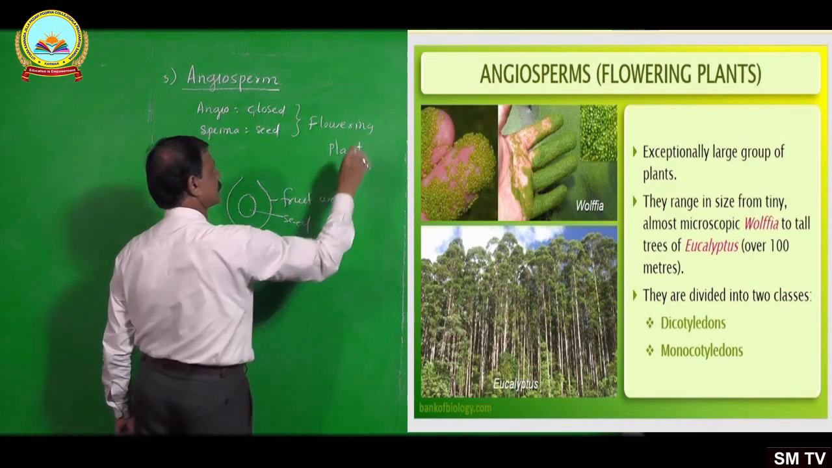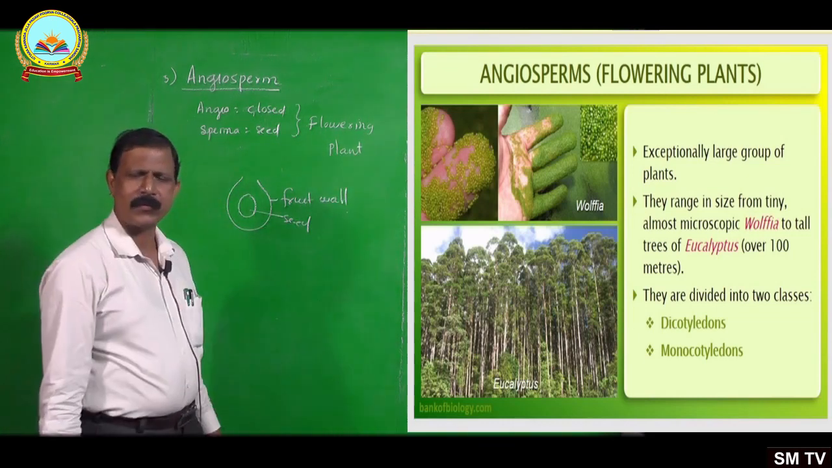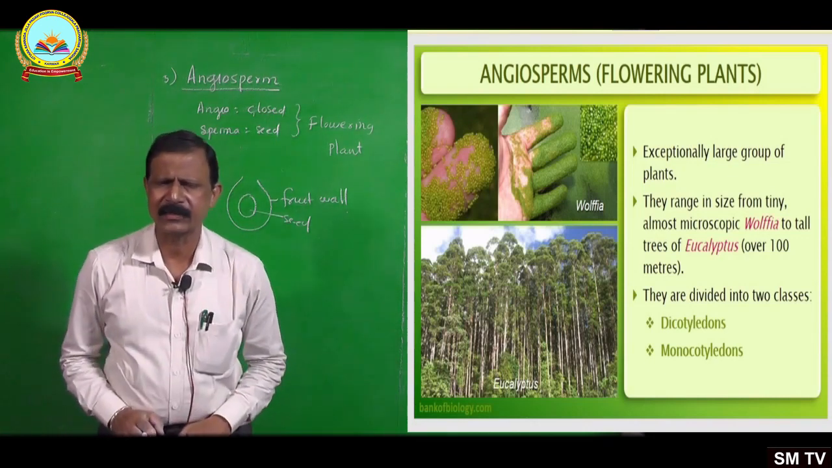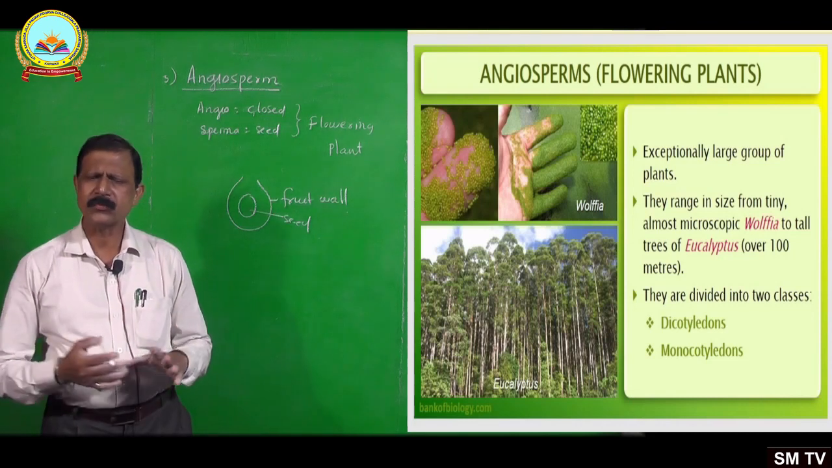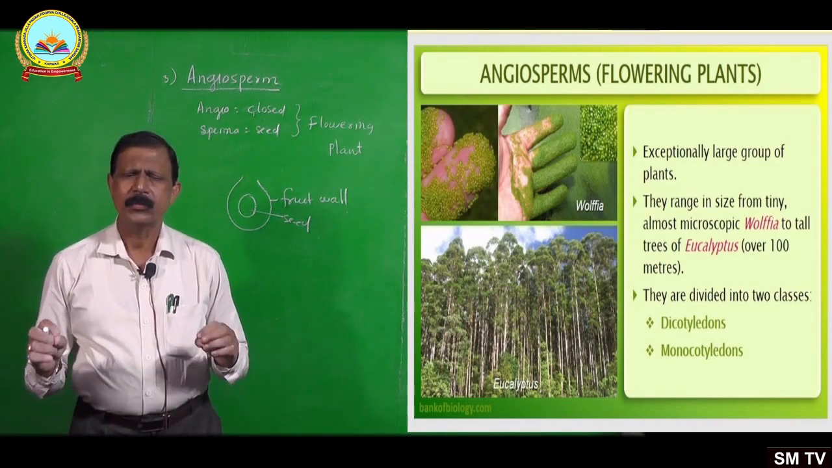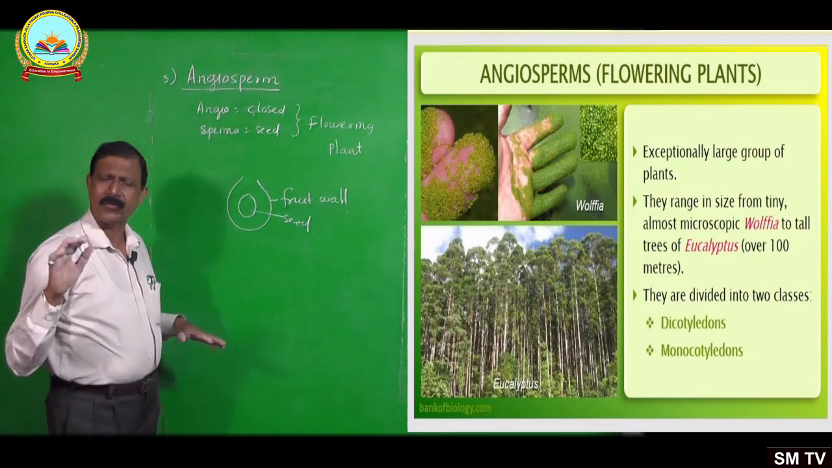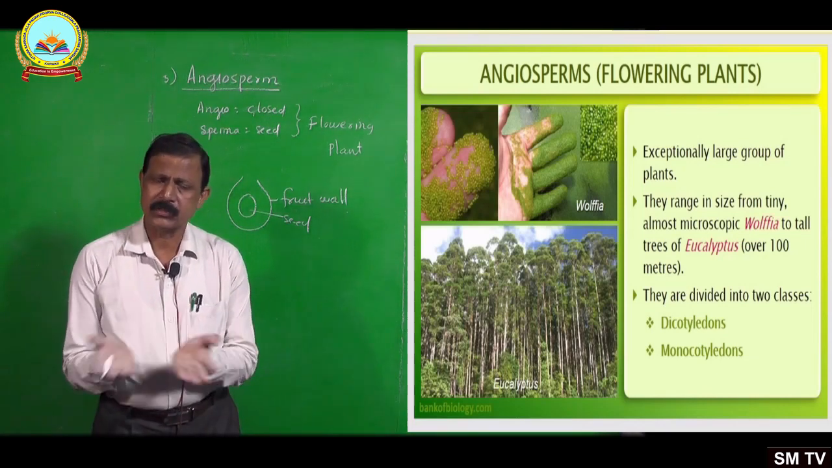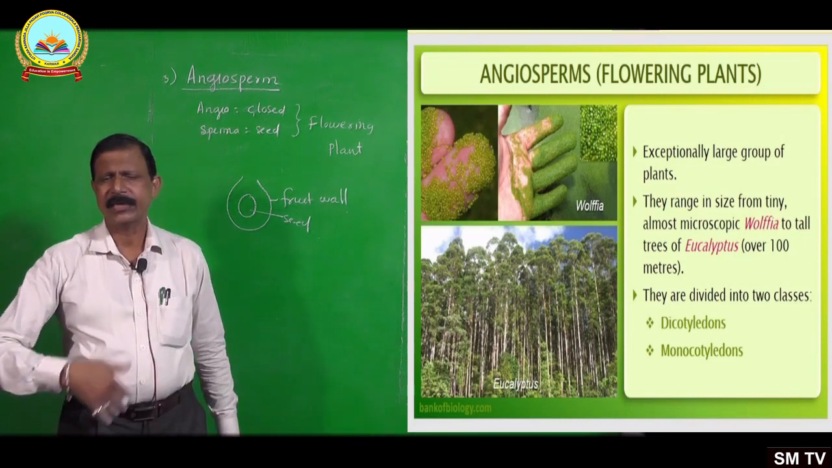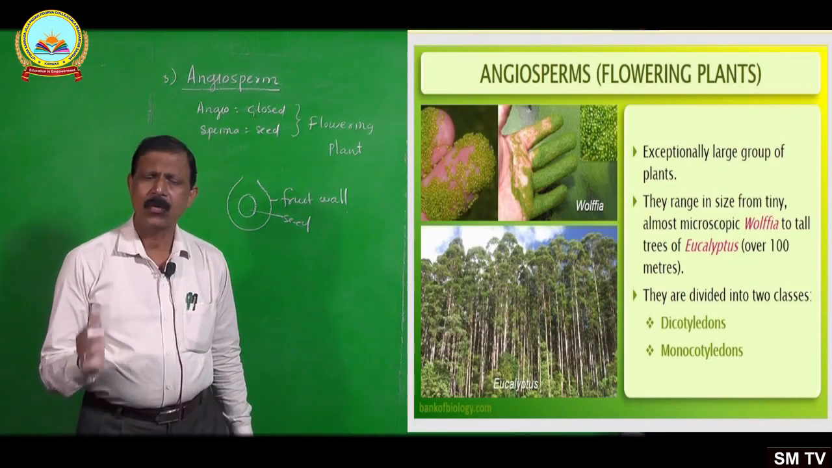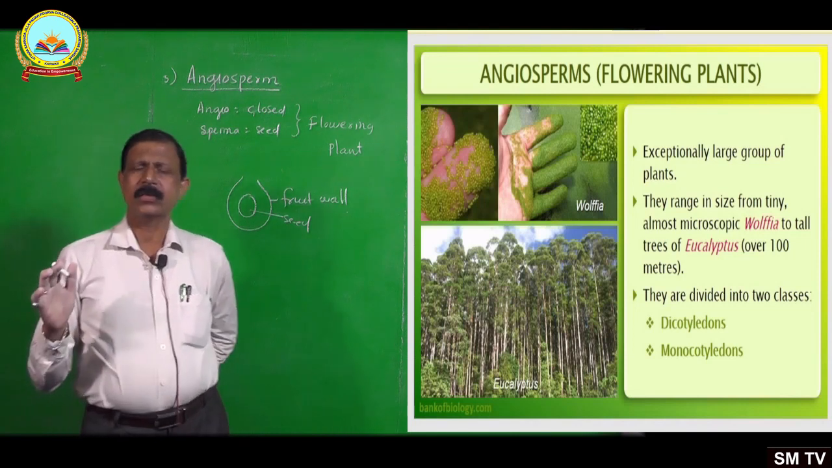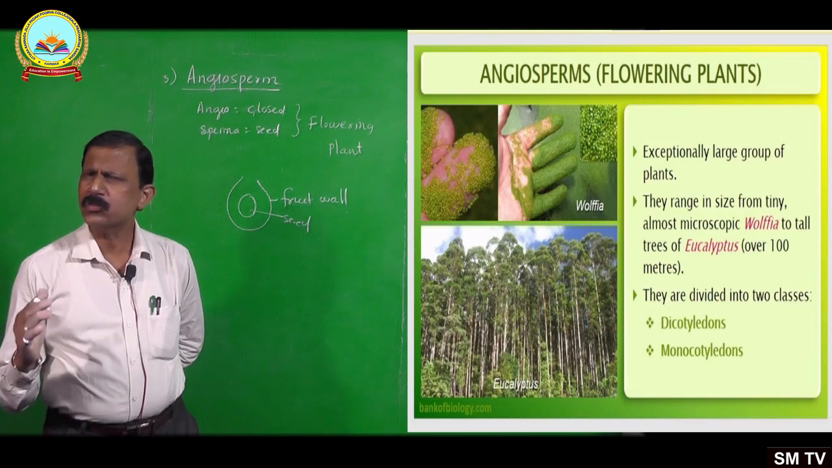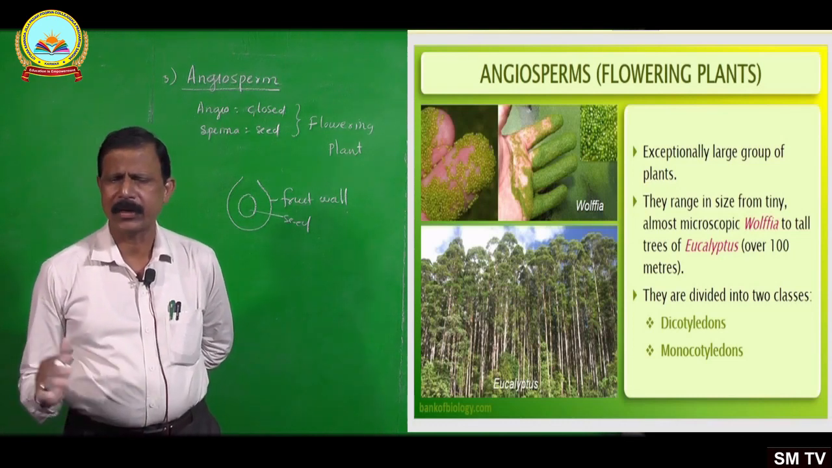That is why they are called flowering plants, because they produce flowers. Different types of flowering plants are there in nature, and they produce their own different kinds of flowers. A flower may be unisexual or bisexual, and that may vary further. Anyhow, all are generally called flowering plants.